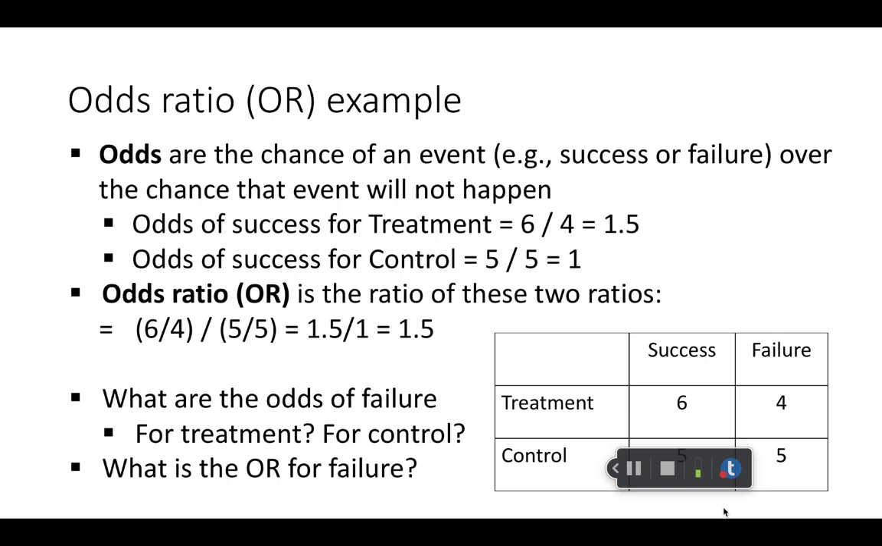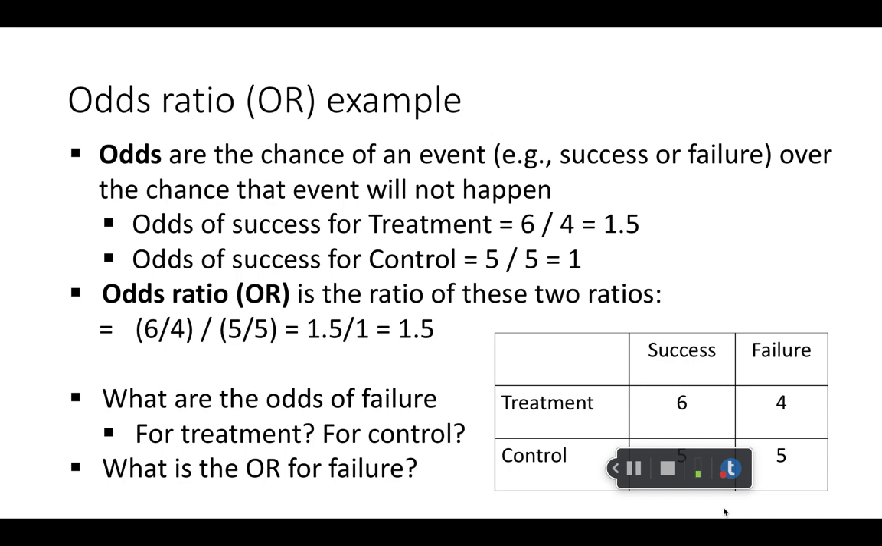So the odds of success for the treatment cases, we have 6 successes and 4 failures. So the odds of success in that group are 6 divided by 4, or 1.5. The odds of success for control cases are 5 over 5, or 1. The odds ratio is the ratio of these two ratios, or 1.5 divided by 1. So the odds ratio is 1.5. I'll explain what this means in a minute, but let's just understand how we're calculating it first.